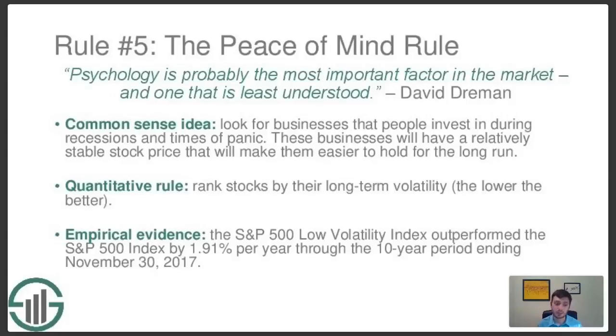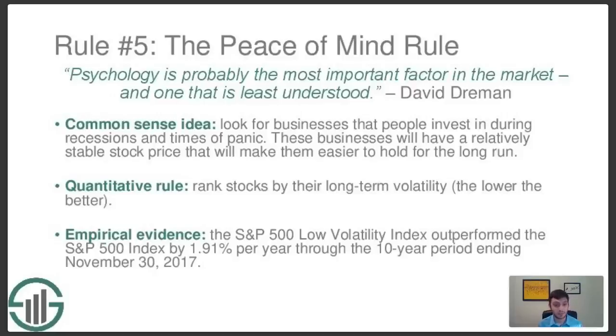When you look at your portfolio, the Dividend Aristocrats index as a whole declined 22% in 2008 versus 37% for the S&P 500. So it's easier to hold when you're down 22% versus 37%. And that's the psychological advantage of investing in lower volatility stocks.